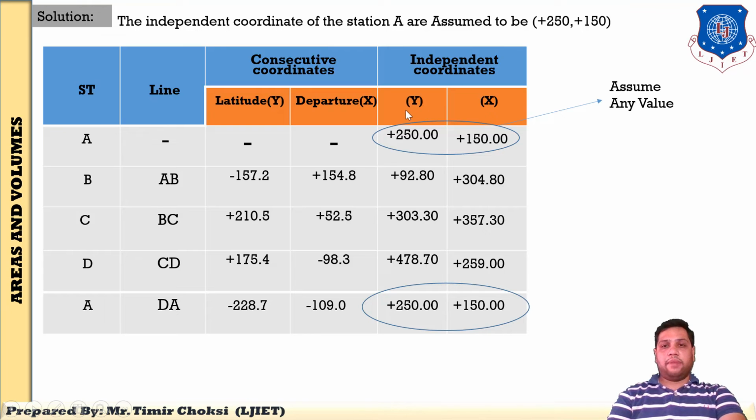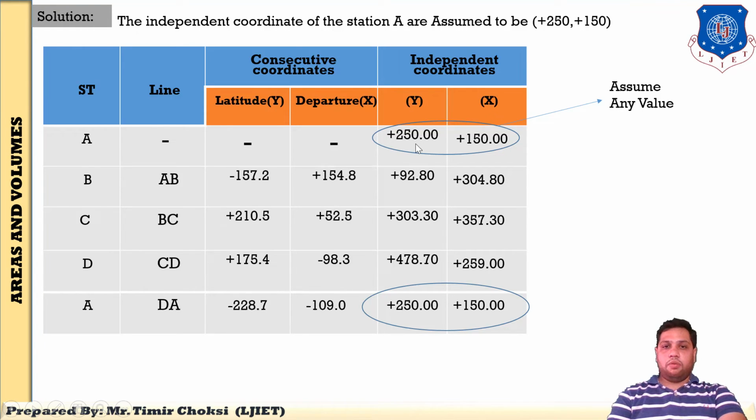So you know that in the coordinate method you use an origin, so you assume the origin at any value. I have assumed 250 and 150. You may assume 0, 0, or 100, 100, or 200, 250, any value, but I have assumed 250 and 150. Then you know that the first value starts at 250. You assume it in a positive manner, because the origin is always positive. So 250 is the assumed positive value.